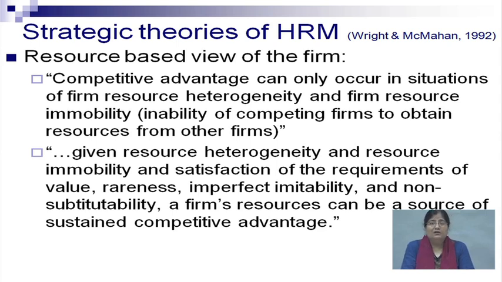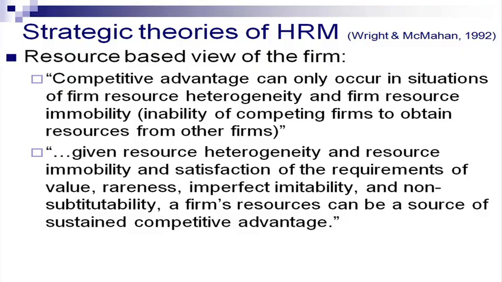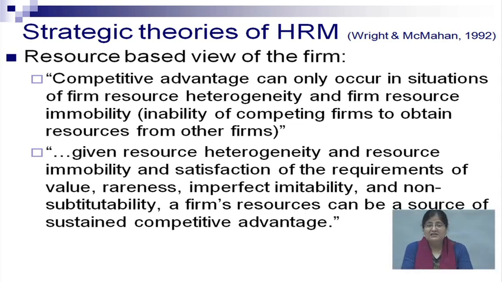When we talk about firm resource heterogeneity, we are talking about a wide pool of resources. We are talking about a wide variety of resources that we can pick and choose from. If we have a diverse variety of resources to pick and choose from, we will be able to get an advantage over our competitors. And firm resource immobility specifically deals with the inability of competing firms to obtain these specific resources from other firms. So we offer our clients, our customers, a larger base of things based on the larger pool of resources we have, and we have some resources that only we can have.